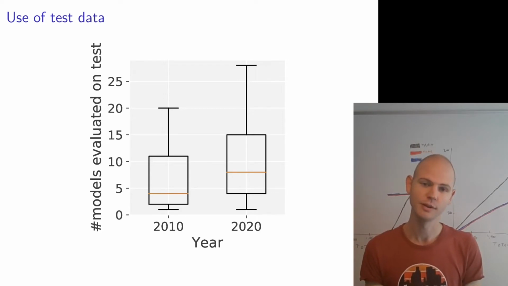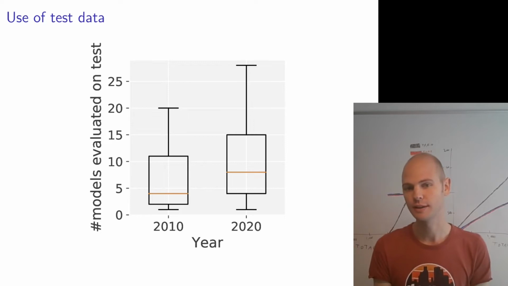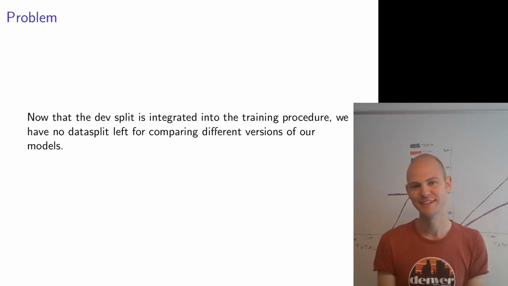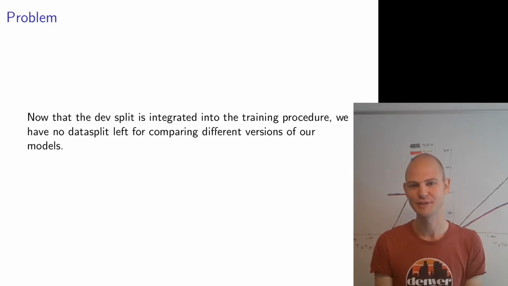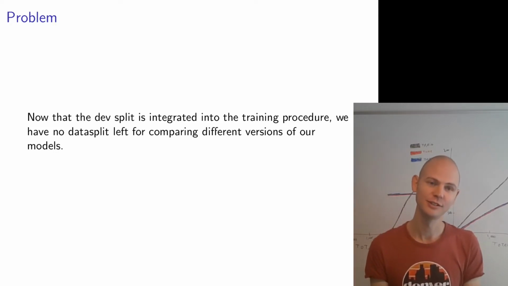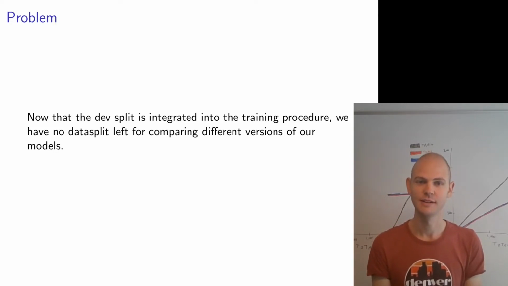For example, in 2010, 50% of all papers were evaluating less than 4 models on the test data, whereas in 2020 this was only 25%. So in other words, now that the dev split is integrated into the training procedure, you have no data split left for comparing different versions of our models. Now from this problem definition, the solution follows easily.